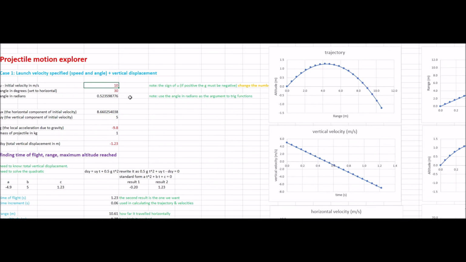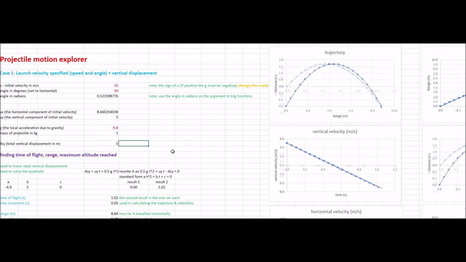Remember, when you're doing projectile motion, unless it's launched directly horizontal, there is going to be a horizontal and vertical component in the projectile's velocity. Total displacement, 0. What we mean is that the vertical displacement is equal to 0. It means that the height where the object is launched will be the same height at which it falls down. Okay, so you can see how that has changed our trajectory over there.